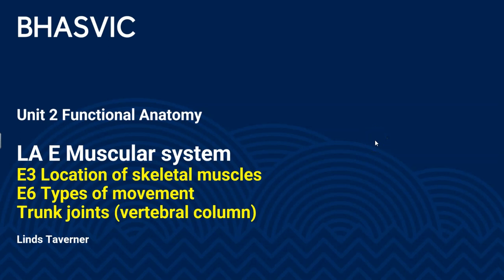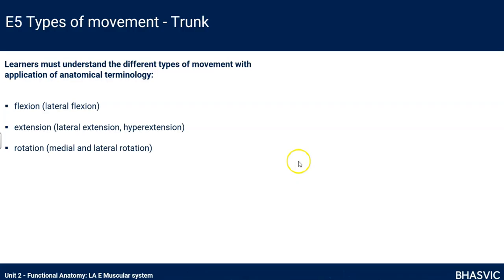This video is looking at the trunk, so the central axis of the body. Basically, we're talking about the lumbar, thoracic, and possibly to some degree cervical vertebral sections. We're looking at what movements the trunk can do and the muscles that cause this movement.